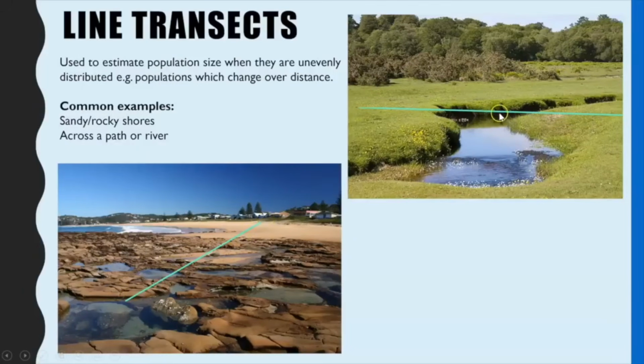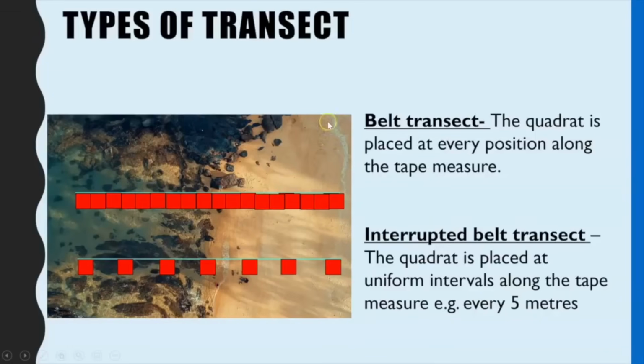If you did random sampling in either of these, because it's random, by chance, all of your coordinates might end up in this rock pool section, and you'd gain no data on the sandy area. Or it could be lots right by the river and none further away, and that's not going to help you get your answer. The next thing you need to know is the 2 different types of transects.